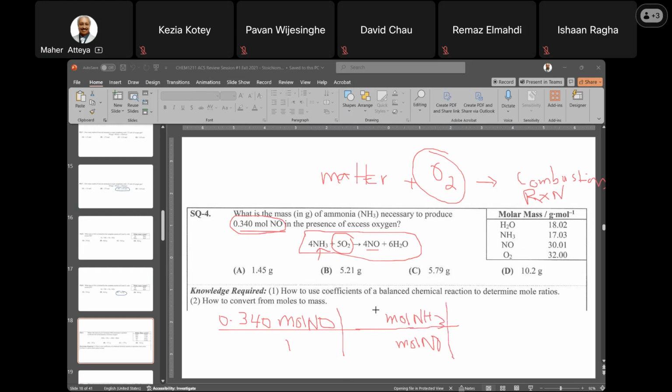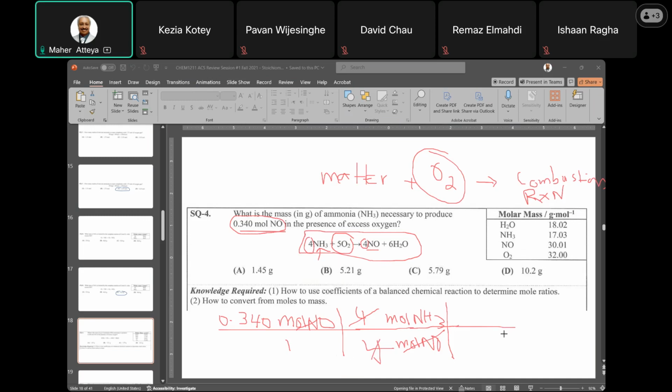What's the mole ratio? Well, it is 4 mole of NO. That's the 4 here. It stands for 4 mole of ammonia. 4 mole of this to 4 ammonia, 4 to 4. Correct? So mole NO with the mole NO cancels out. 4 and 4, they cancel themselves out.